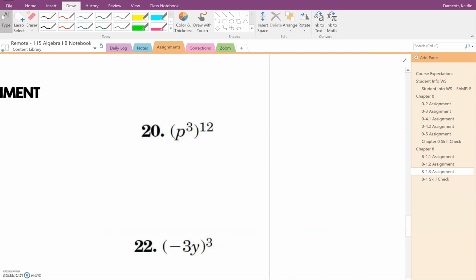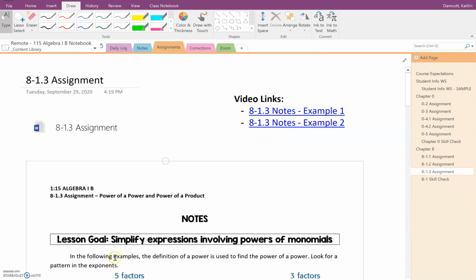Coming over here to number 20, I've got p to the third raised to the 12th power. So I keep my base the same, and then all I'm doing is 3 times 12. So 3 times 12 is going to be 36. There's my next one.